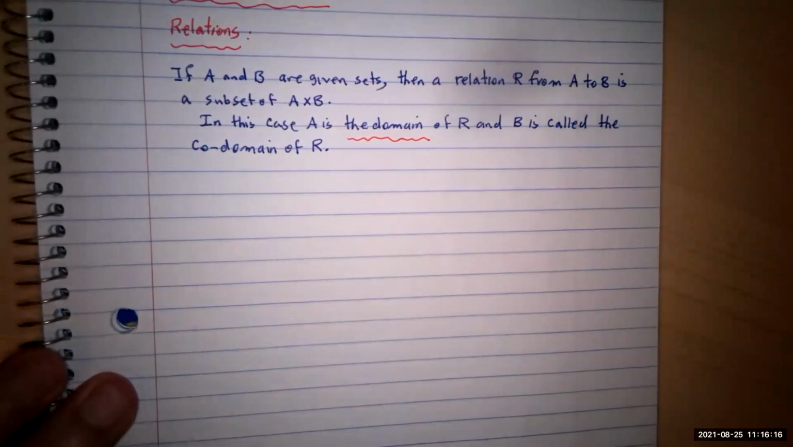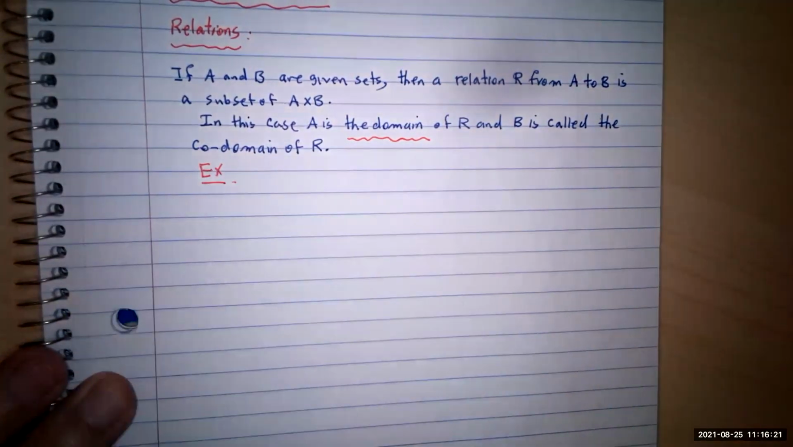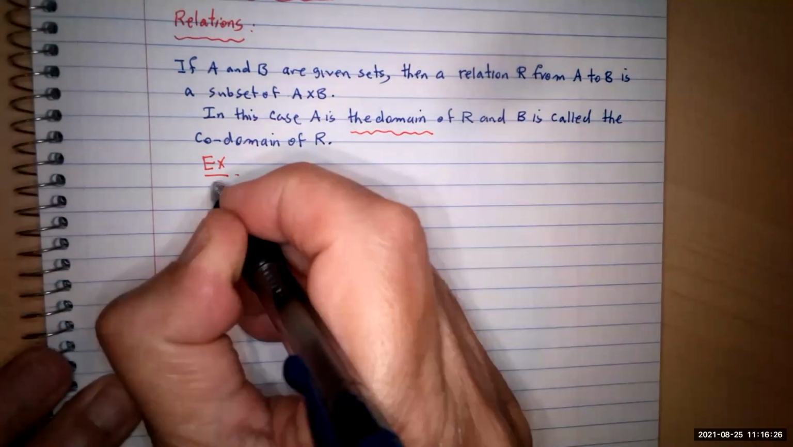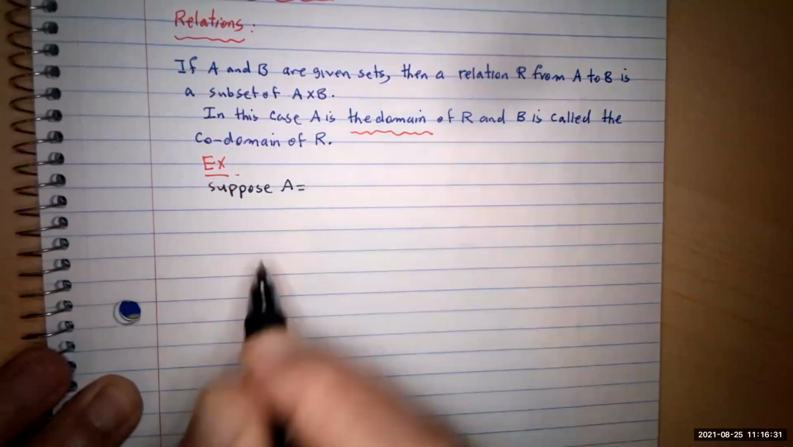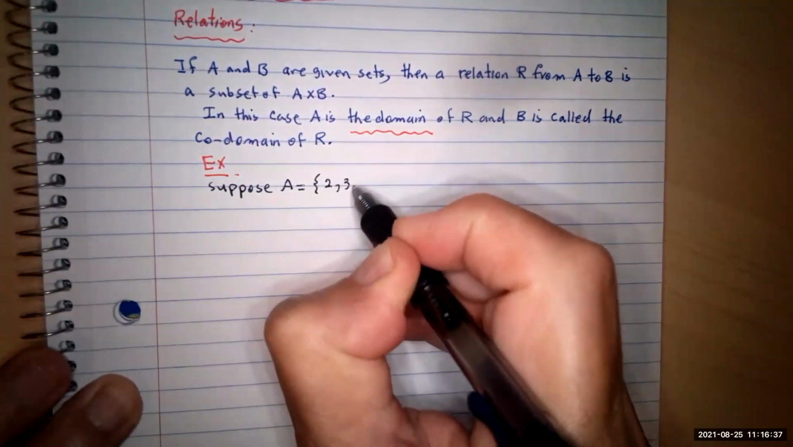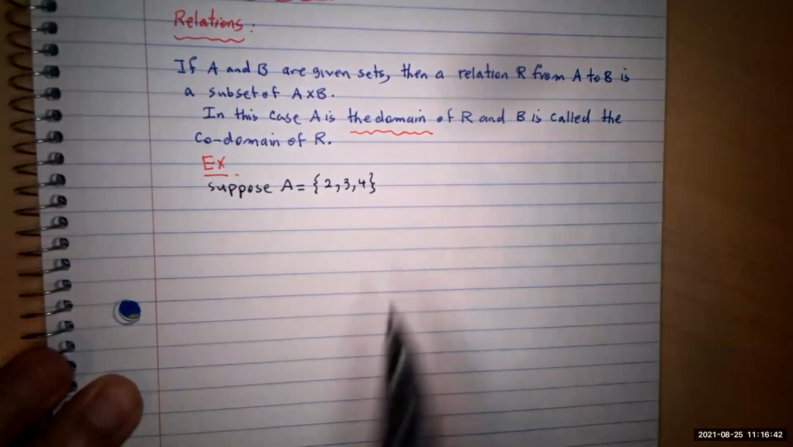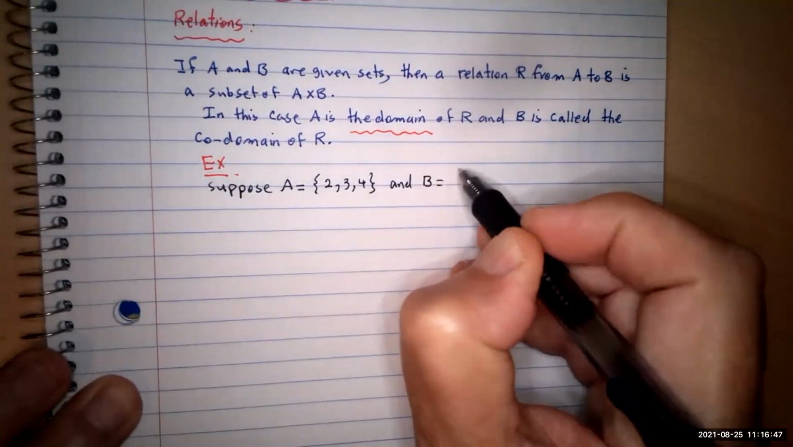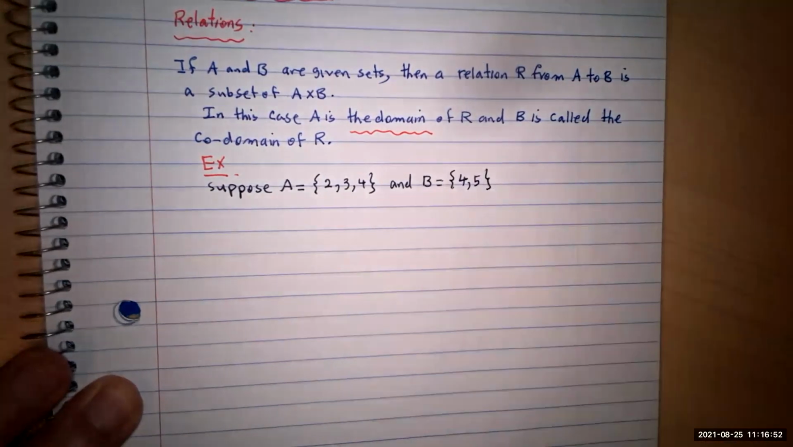Let me give you an example of a relation. Suppose you have two sets. Suppose the set A is given to you. Set A, you have 2, 3, and 4. So your set A would have 3 members. And we have another set, set B. Set B would have 2 members, 4 and 5. Okay, so those are sets A and B.